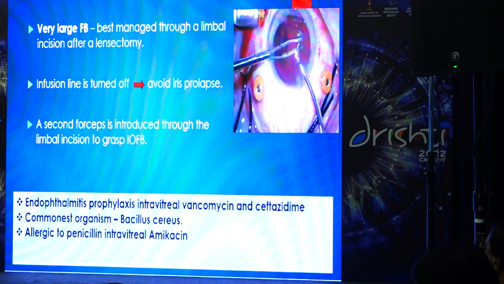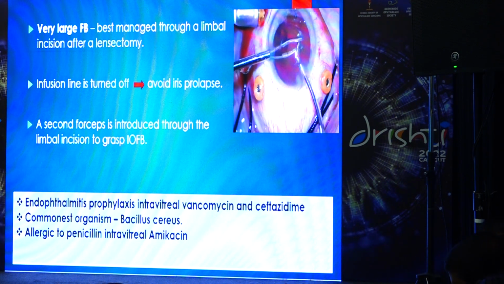Then the posterior chamber intraocular foreign body is brought into the anterior chamber through the pupil, and then a second forceps is introduced through the limbal incision, and it is brought out of the anterior chamber, and the limbal incision is closed.